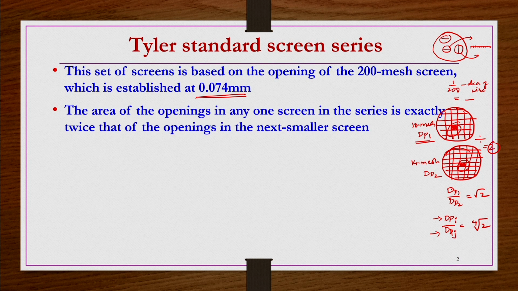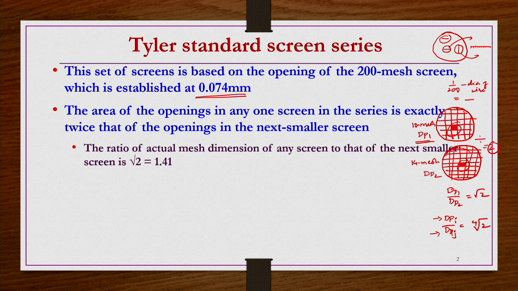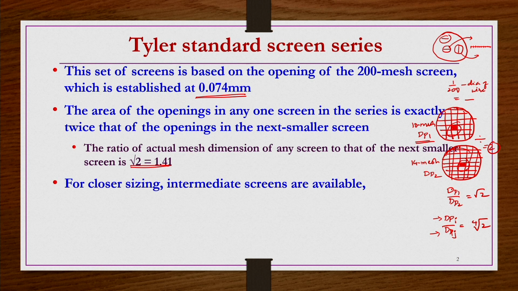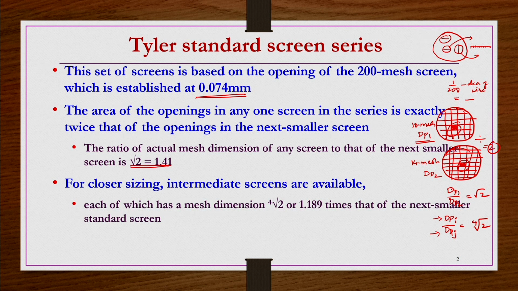So, the area of the openings in any one screen in the series is exactly twice that of the openings in the next smaller screen, that is, the area ratio is 2. Otherwise, the ratio of the actual mesh dimension of any screen to that of the next smaller screen would be square root of 2, or 1.41. For closer sizing, intermediate screens are also available, each of which has a mesh dimension of 4th root of 2, that is 1.18 times that of the next smaller standard screen. This is the basis on which Taylor standard screens have been designed.